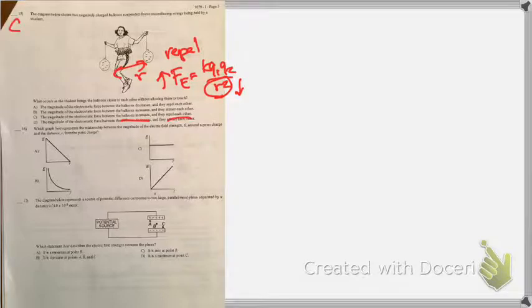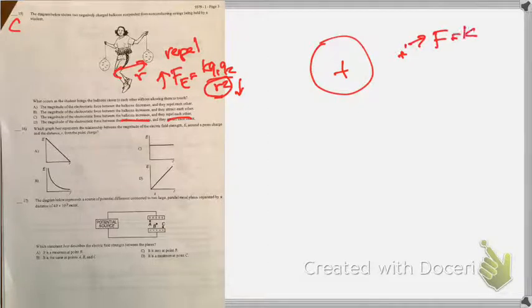Question 16, which graph best represents the relationship between the electric field and the distance R from the point charge? So think about this. If you have a point charge, let's say it's positive. Doesn't matter if it's positive or negative at this point. If you put another charge here, a positive charge, it's going to feel a force, right? It's going to be repulsion. It'll be K Q1 Q2 over R squared.